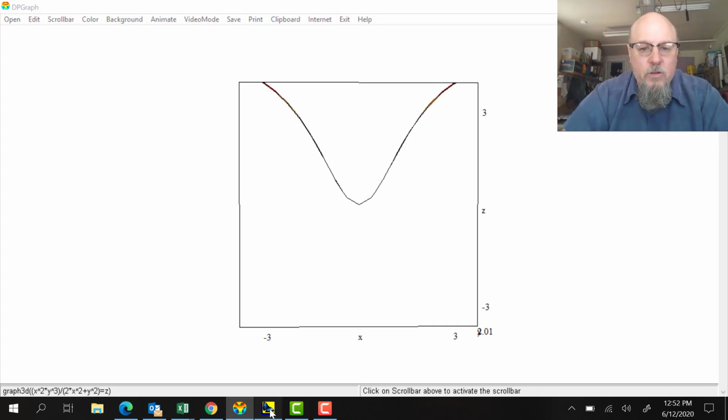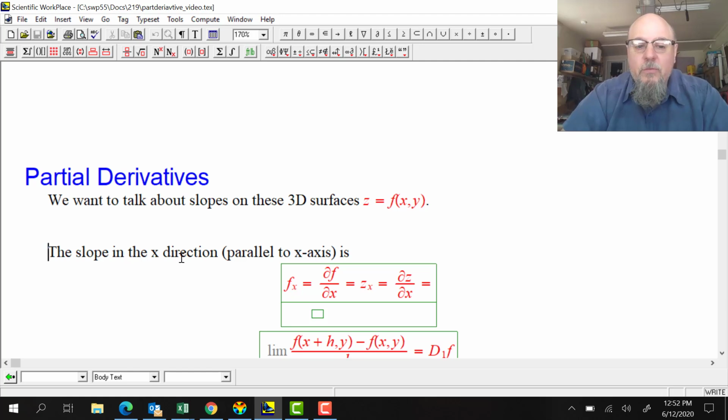But let's go back to our notation. We're talking about the slope in the x direction, parallel to the x-axis, where y is a constant. In our picture we made it 2, but it's a constant number. So notation-wise, we could do f sub x, our function with the derivative with respect to x. I'm differentiating with respect to x, and all the other variables, in this case there's only y, are set as constants.